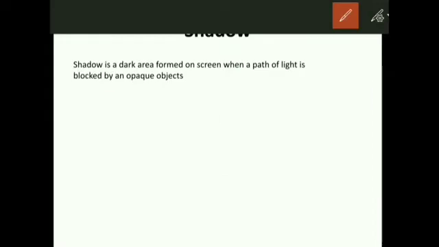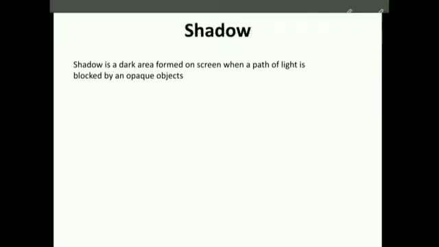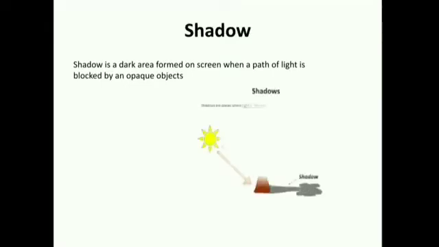It is a dark region formed on a screen when a path of light is blocked by an opaque object. Here you can see the formation of shadow. The path of light is blocked by the tree, so a shadow is formed.